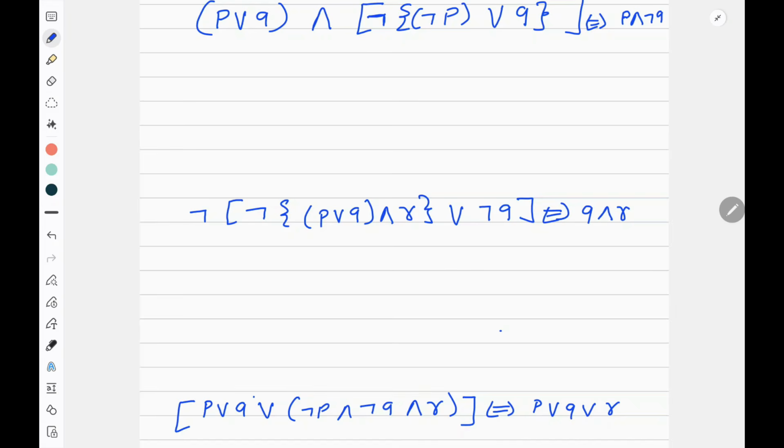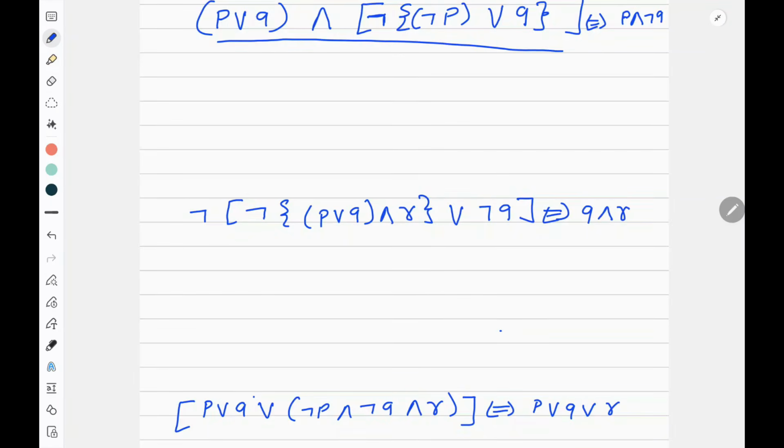Now my first question is, you have to show that this proposition is logically equivalent to P and negation Q. See, if I am not mentioning to use the laws of logic, you can do it by truth table as well. But since we are practicing laws of logic, we will do all the questions by using laws of logic.